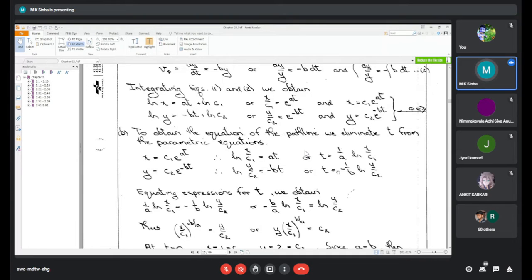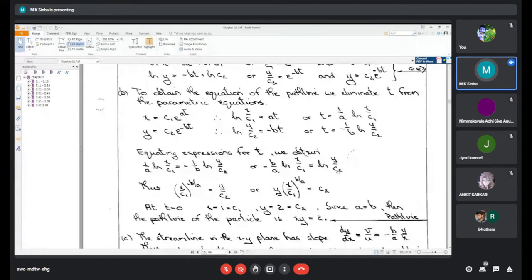So see, here x equals c1 e to the power at, y equals c2 e to the power minus bt, or ln of x over c1, this is what we did previously. So we have to eliminate t. So t equals 1 over a ln of x over c1, and t equals minus 1 over b ln of y over c2, and compare these two. This will come out as y into x over c1 to the power b over a equal to c2.